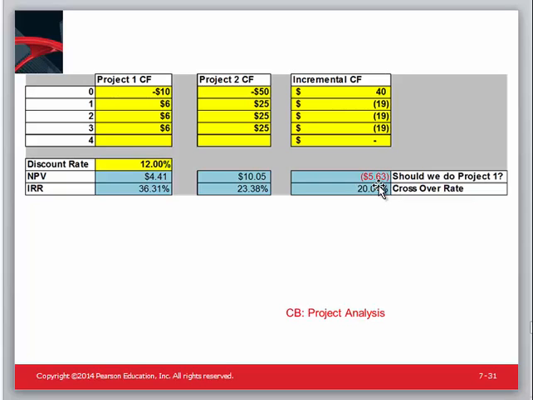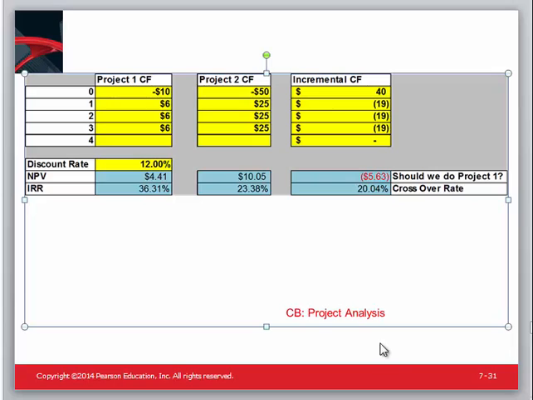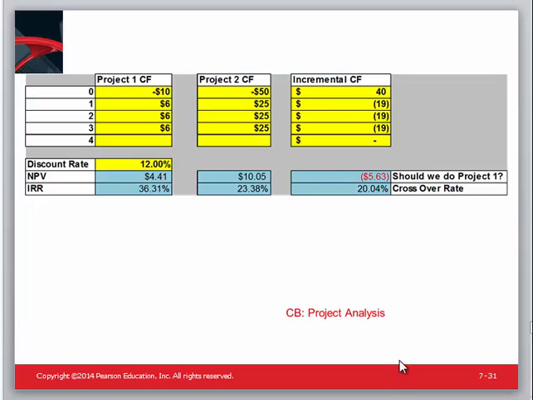And it says here that should you do the project, the net present value of the incremental cash flow is negative. If this number were positive, then cash flow 1 or project 1 would be superior. In this case, obviously, it's not. So we wouldn't want to do project 1. We would be better off doing project 2.